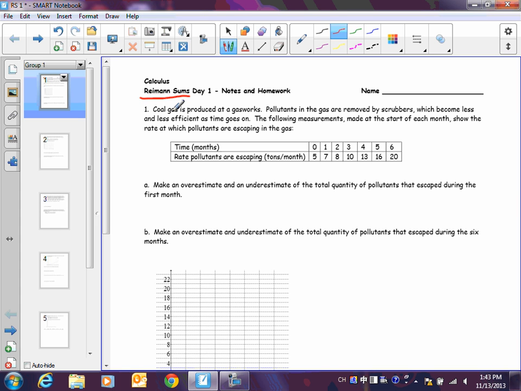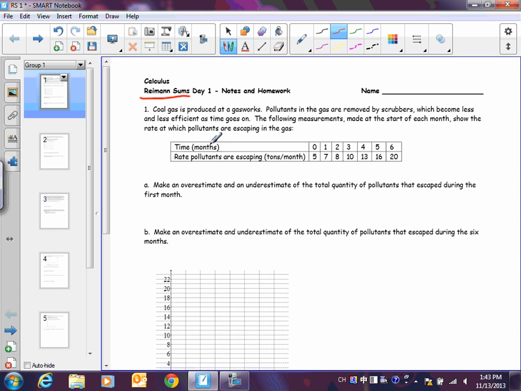Okay, so this first one is talking about coal gas being produced. There are pollutants in this gas, but they get removed by scrubbers. But as time goes on, these scrubbers don't work as well, and more pollutants get released into the air, which is bad. So these are the measurements, and I want to make sure you really understand them.